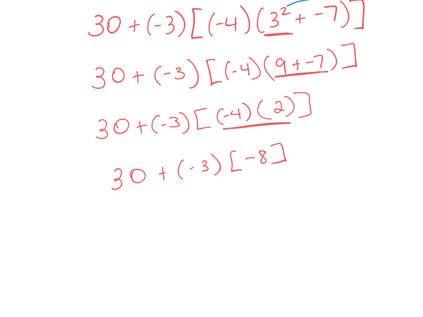Keep going. Now my choices are to either do addition or multiplication again. We have a parentheses times a bracket, and whenever you have that, it means multiplication. Multiplication is more powerful than addition, so I'm going to go ahead and multiply. Still haven't used the 30, so I keep bringing it down. Negative 3 times negative 8 is positive 24. Last but not least, I'm going to add those together to get 54.